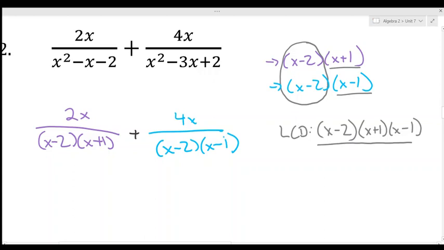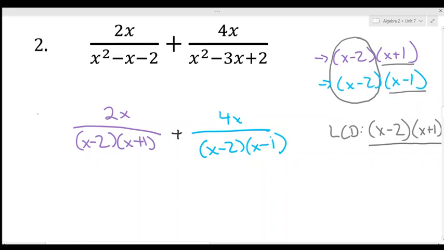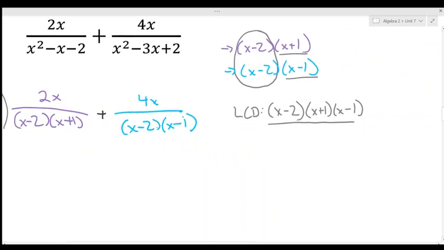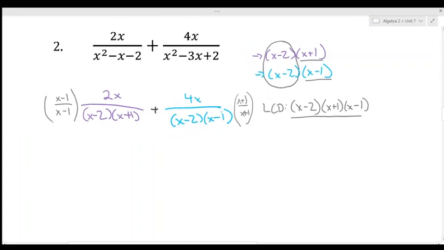So purple, we have x minus 2 and x plus 1. The only one that is missing is this x minus 1. So that's what we're going to multiply to the top and the bottom of the purple fraction. Now looking at the denominator of our blue fraction, we have x minus 2 and x minus 1. The only thing we're missing is x plus 1. So that's what we multiply to the top and the bottom, because what you do to one side of the fraction, you have to do to the other.